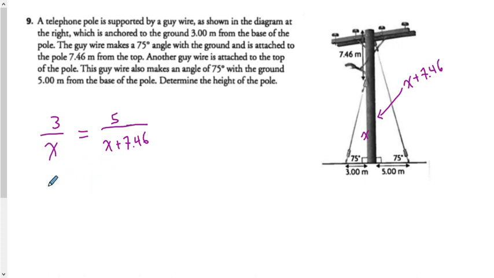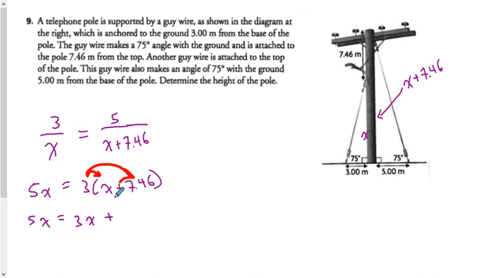Let's do our little cross multiply game. X times 5 is 5x. And then 3 times x plus 7.46 is 3 times x plus 7.46. Let's take that 3 and multiply it through the brackets. And we're going to end up with 5x equals 3x plus, now actually, what is 3 times 7.46? I'm going to throw that into a calculator. 3 times 7.46 is 22.38. Good.